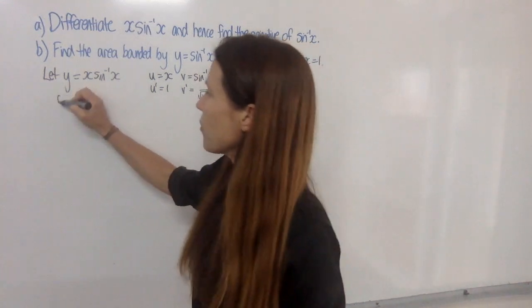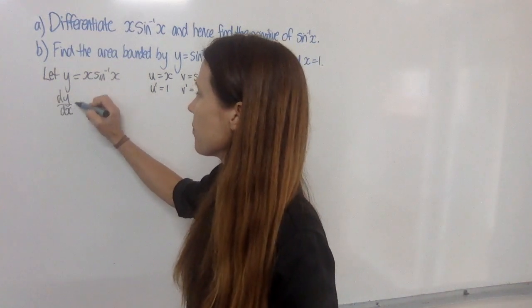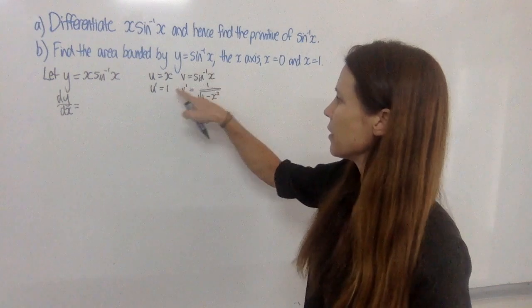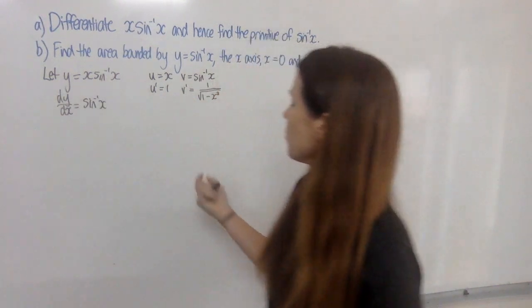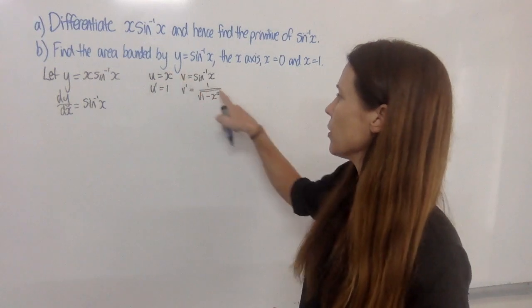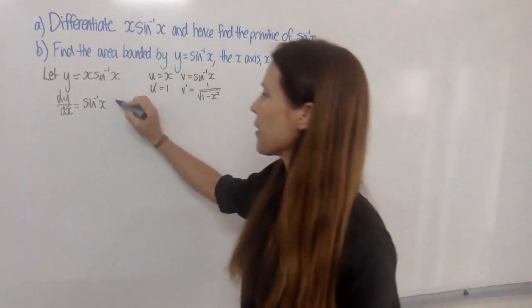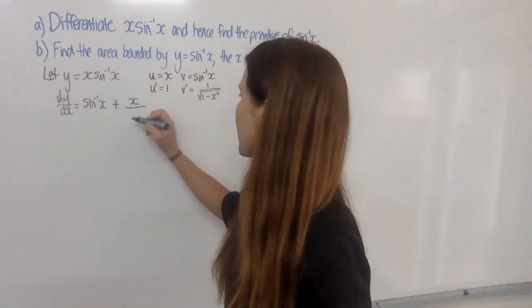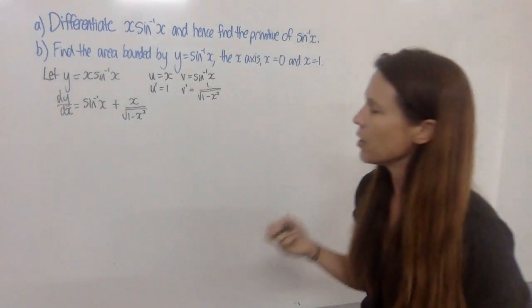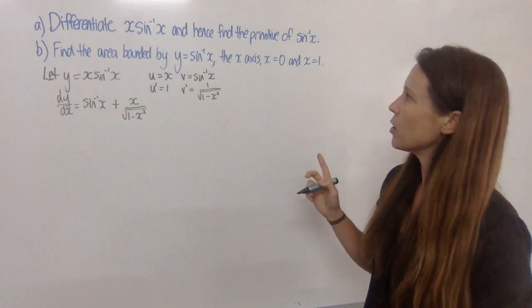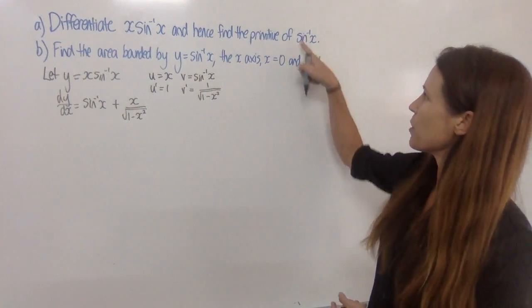So now when we go to find dy dx, we have v u dash plus u v dash, and multiplying these together, I can literally just put the x on the top of that fraction. And I get this. Okay, how are we going to use that result? Well, hence we need to find the primitive of this.